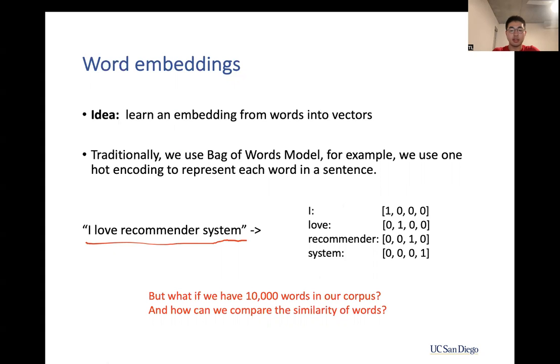But there are some very serious problems with this method. Consider we have a corpus of 10,000 words, our vector size should be 10,000. And this is very computationally inefficient. Also, we cannot compare the similarity between words, because the dot product between every 2 vectors is always 0, because they are orthogonal.